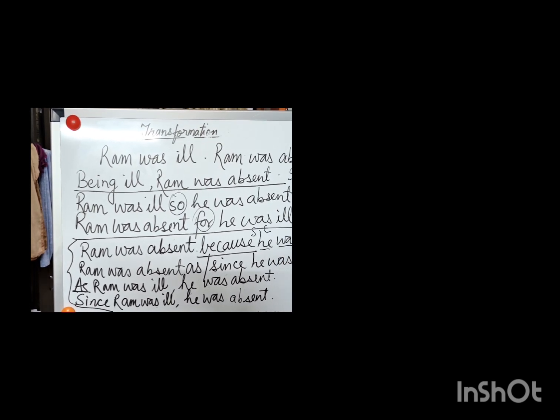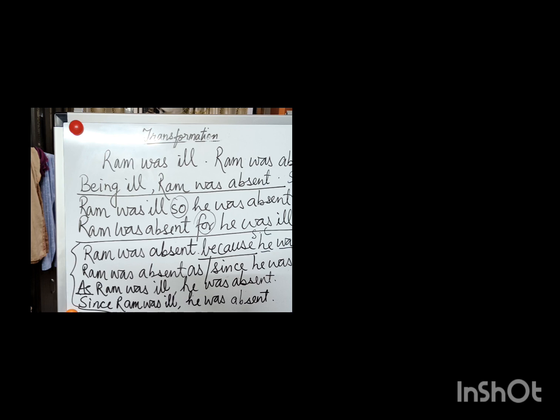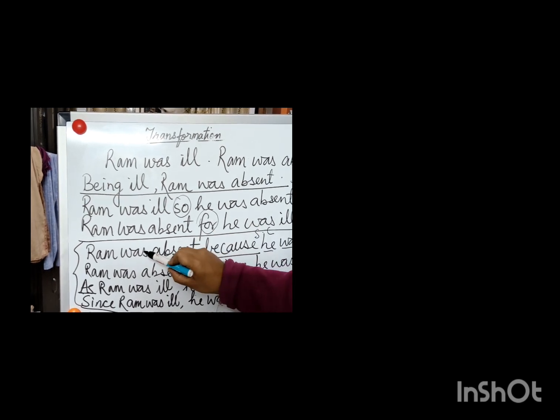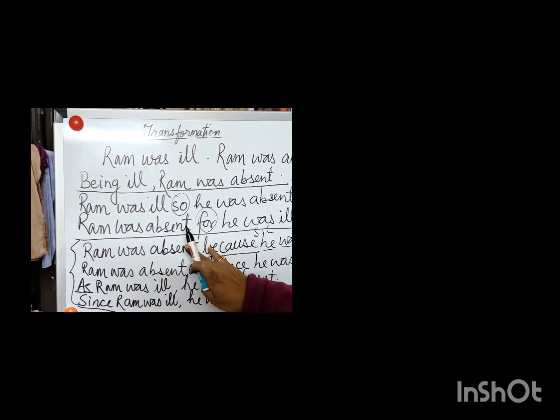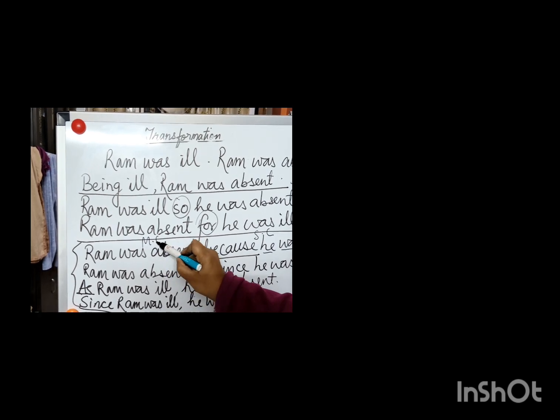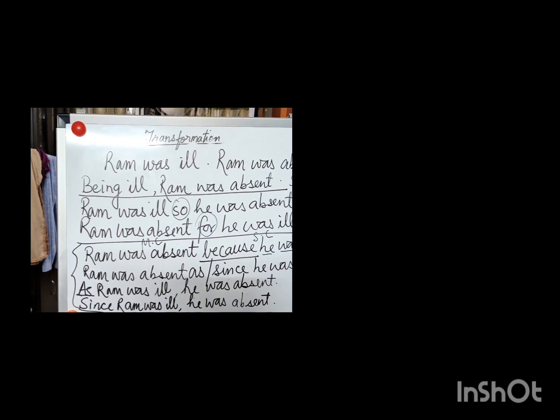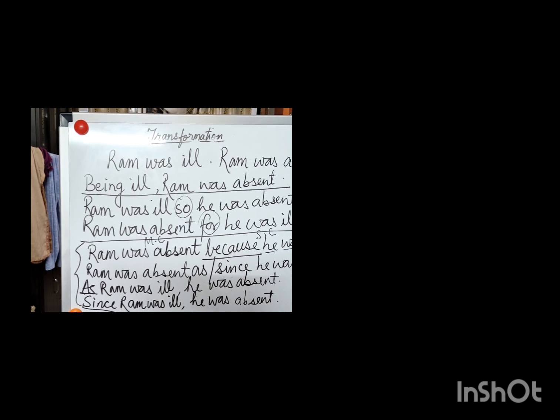That means that it is the subordinating clause. Why is it a clause? Because there is a subject, there is a verb. A clause will always have a subject and a verb. And this part is dependent on this part for its meaning. That is why this part is the main clause and this part is the subordinating clause. That is the reason it is a complex sentence.